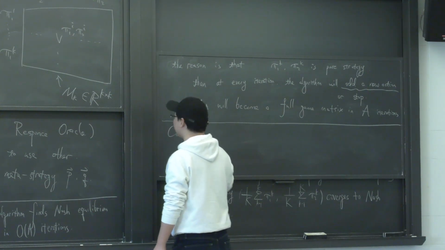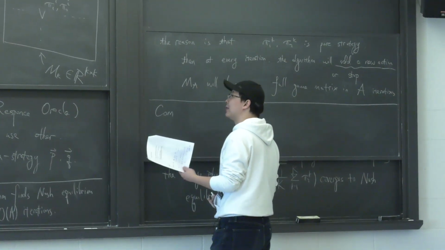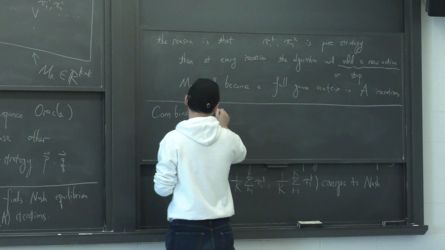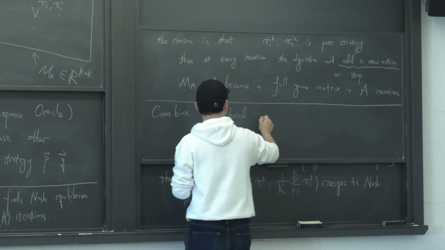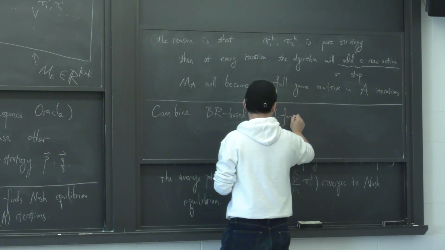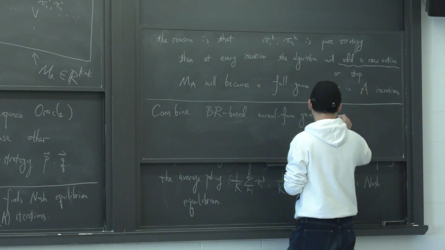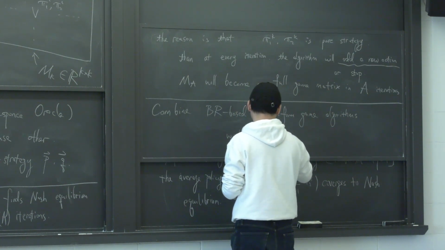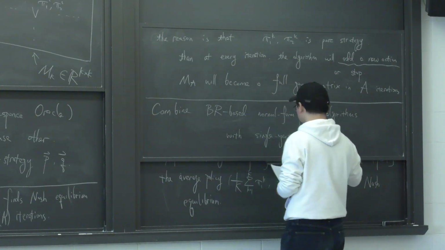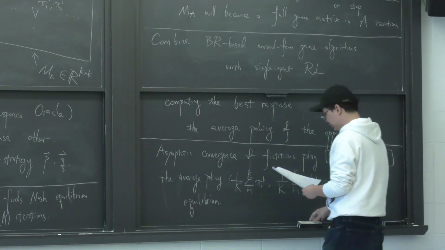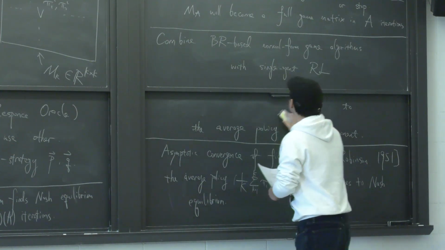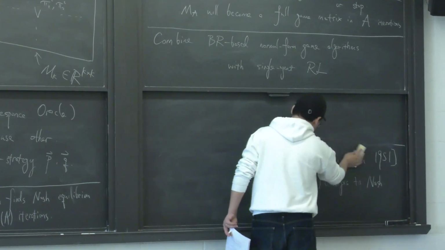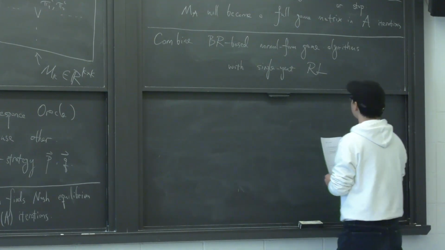So now, once we know the algorithms for normal form games, we talk about what might be the problem when we combine this normal form game algorithm with single agent reinforcement learning algorithms for solving Markov games.